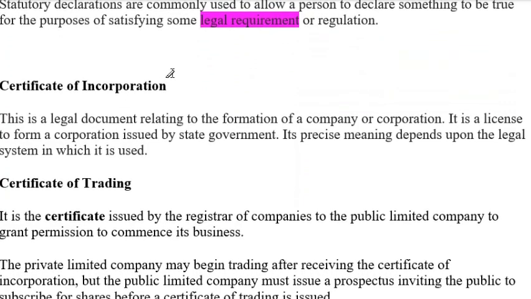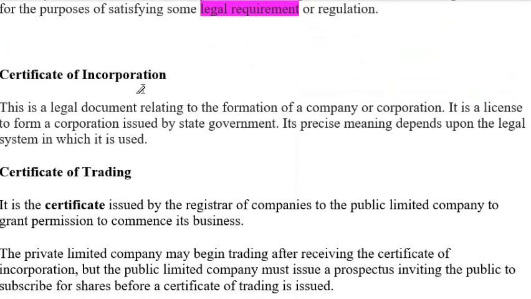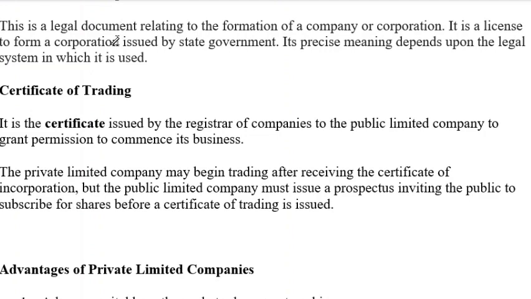Let's look at now the certificate of incorporation. This is a legal document relating to the formation of a company or corporation. It is a license to form a corporation issued by state government. Its precise meaning depends upon the legal system which is to be used.